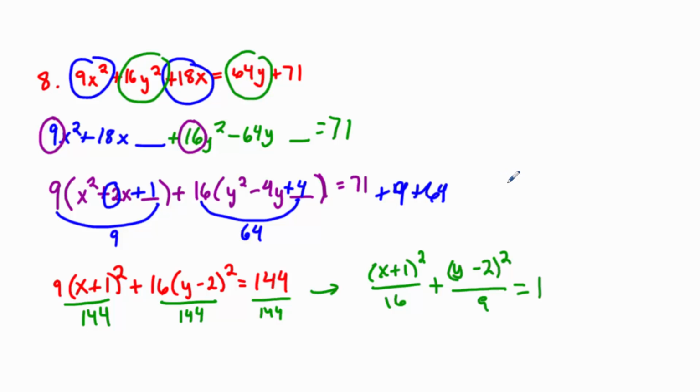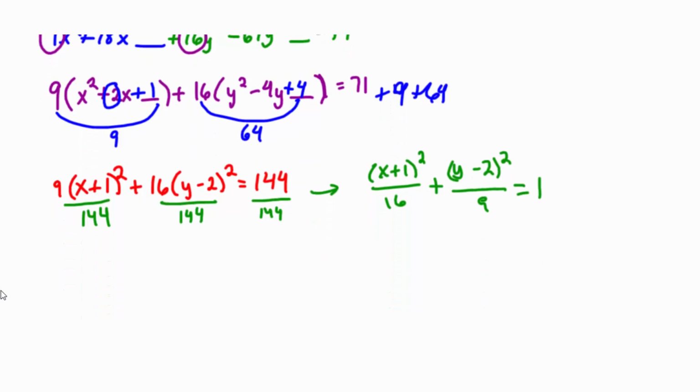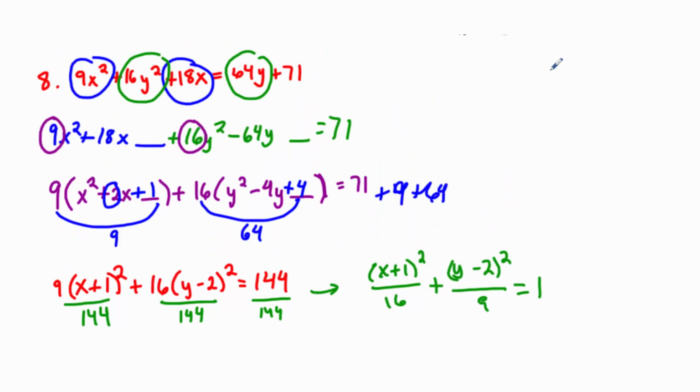So sure, let's do that. I'll graph it up here. The center is at -1, comma, +2. So that's up here. And then I'm going to go left and right 4 and up and down 3.